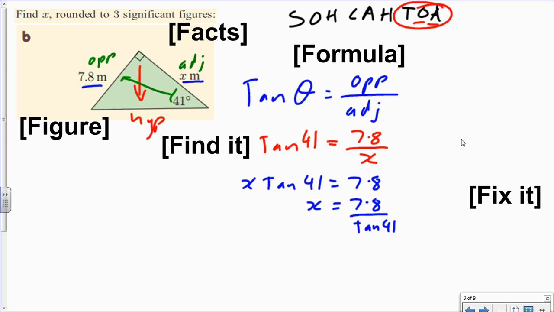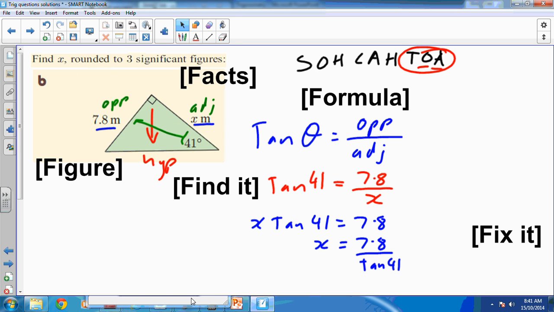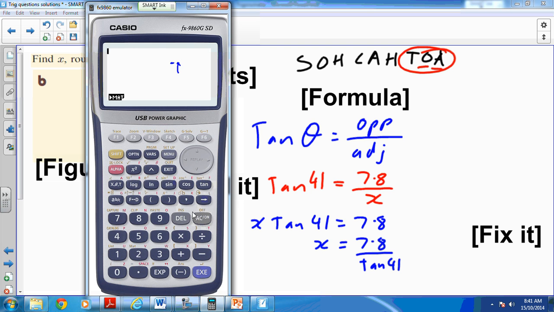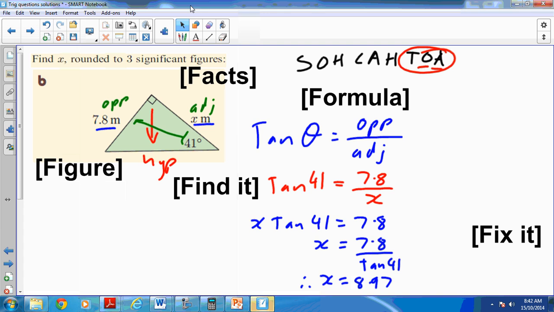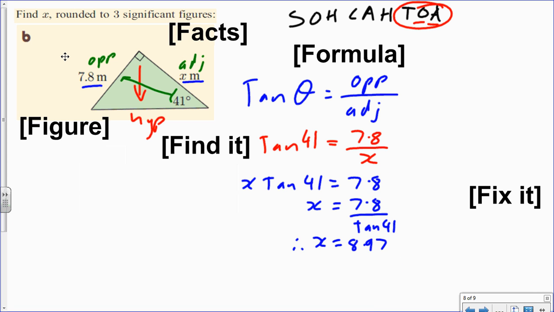Again, we next go to our calculator. On our calculator I put 7.8 divided by tan 41. That gives me an answer of 8.972. So 2 is less than 5, so it stays the same. Therefore x equals 8.97. Let's put my decimal point in a little bit bigger. 8.97.